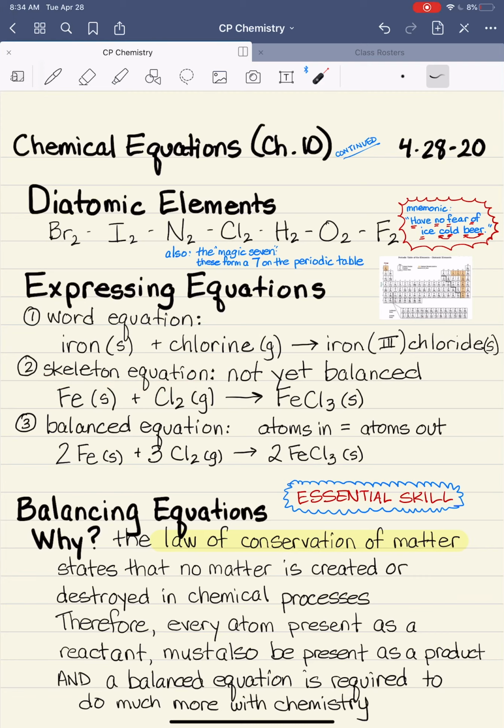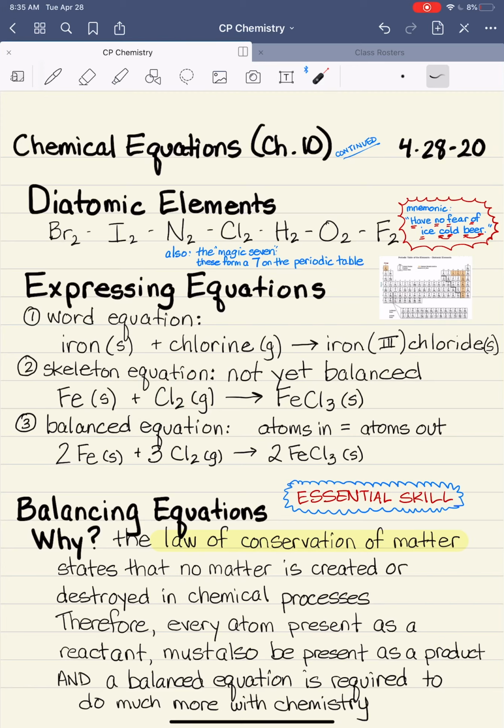The skeleton equation includes formulas. You can see chemical formulas here, but they are not yet balanced. Okay, the equation is not yet balanced. This is where there is room for some error. For example, iron, Fe by itself, it's an element, it's a metal. It is not a diatomic, so its symbol is just Fe. Chlorine, on the other hand, is one of our diatomic elements. So we would put Cl2 as its formula.